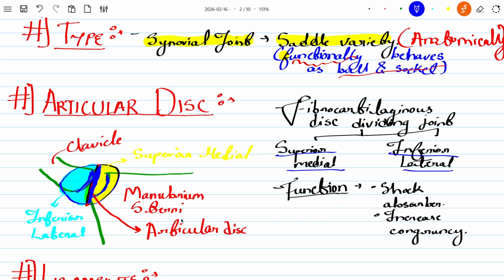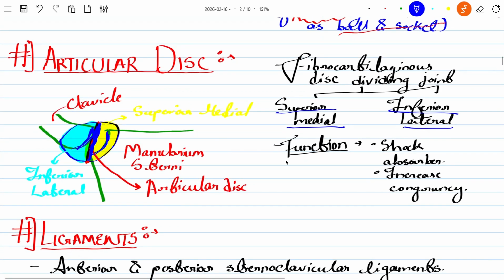So the function of this articular disc is as a shock absorber and it increases congruency.